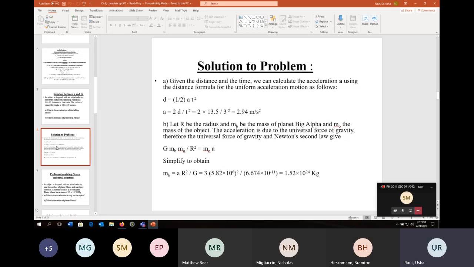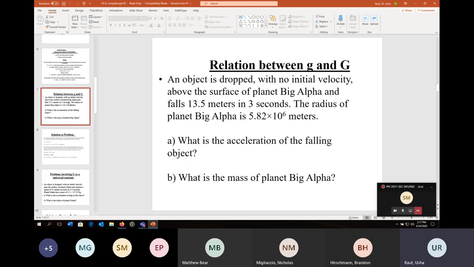And so let's go to the B part of the problem. The first part you know how to do now: what's the acceleration? What's the mass of the planet, big alpha?